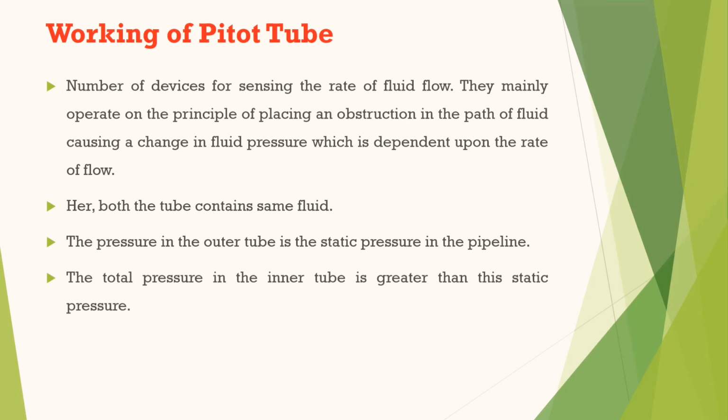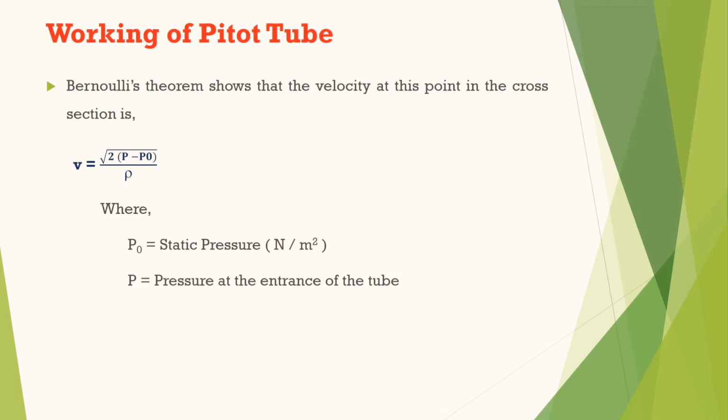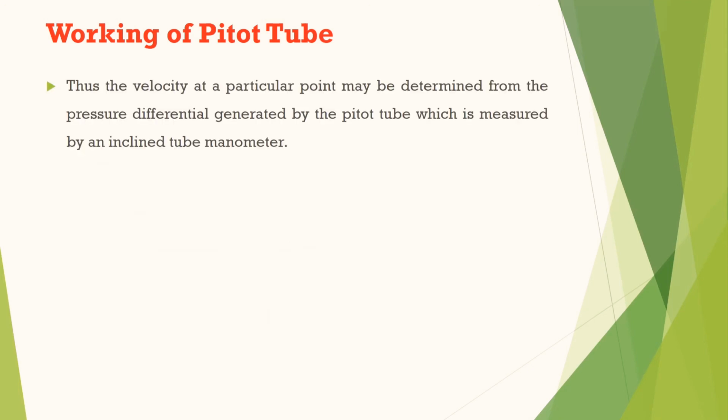So we can say that Bernoulli's theorem shows that the velocity at this point in the cross section is V = √(2(P − P0)/ρ), where P0 is the static pressure in Newton per meter square, P is the pressure at the entrance of the tube, and ρ is the density of liquid in kilogram per meter cube. Thus, the velocity at a particular point may be determined from the pressure differential generated by the Pitot tube, which is measured by an inclined tube manometer, as we will connect it as shown in the figure.